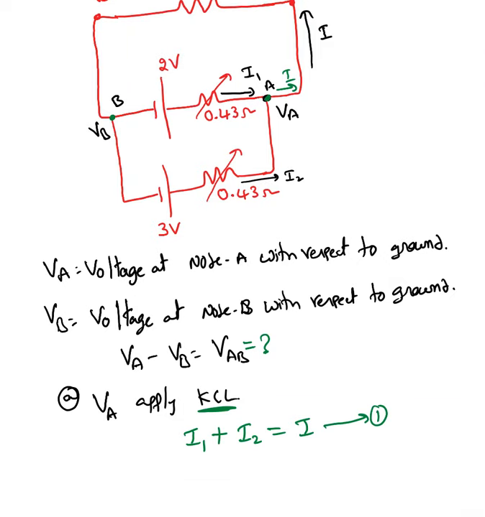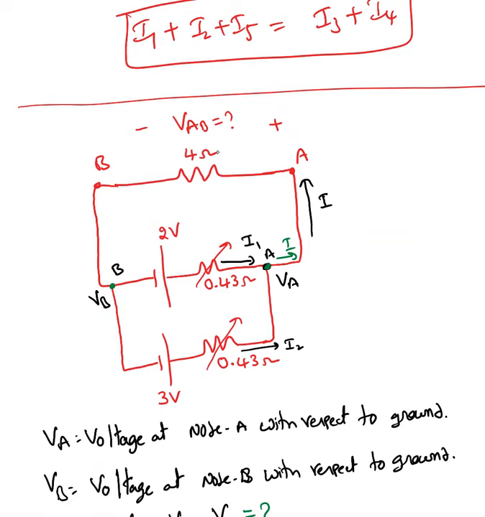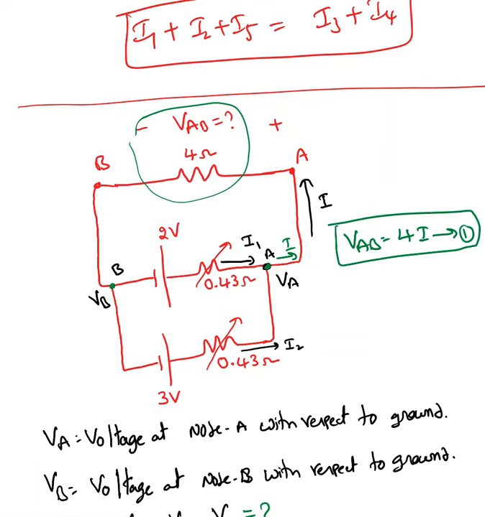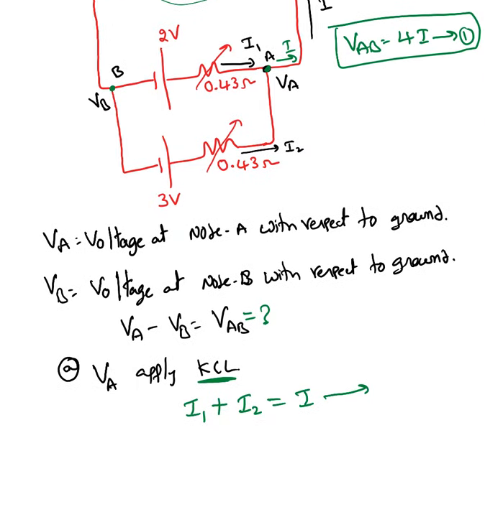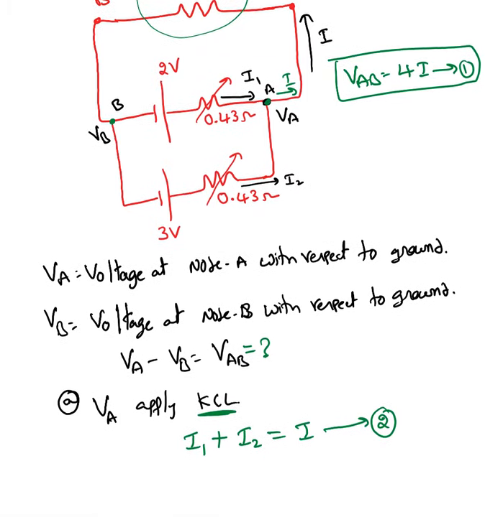If you look at the circuit, the voltage across this 4 ohm resistor, can I say VAB equals 4 times I? This is my first equation. Let me label this as first and this as second. Those are the two equations, but I have more than two unknowns. I1 is unknown, I2 is unknown, I is unknown, VAB is unknown. So I have 4 unknowns but only 2 equations. I need 2 more equations to solve this.